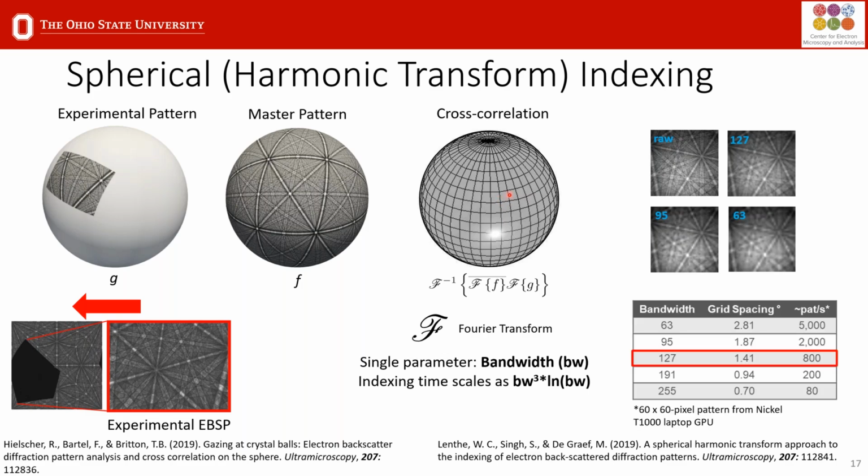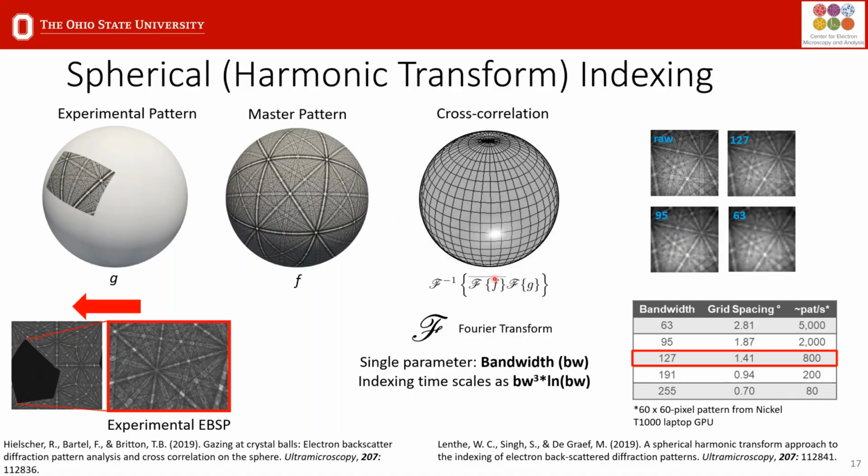Now, just for comparison, in terms of the indexing speeds, the initial idea was presented by this group, and they implemented a software version that you can try out. And then the group from Carnegie Mellon then exploited the crystal symmetries. So if you look at the master pattern, there are some symmetries here.